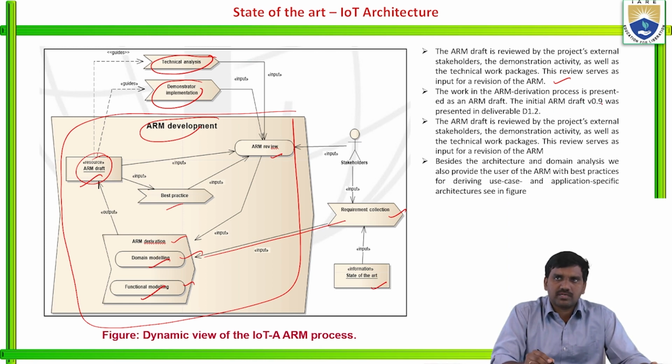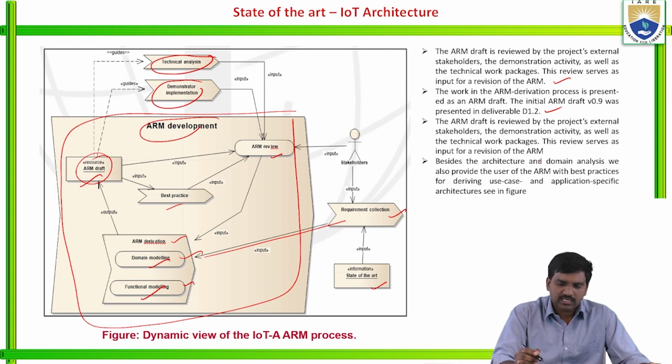The initial ARM draft is presented in the delivery of D.1.2. Next, the ARM draft is reviewed by the project sectional stakeholders, the most active step, and the review process is the ARM process.